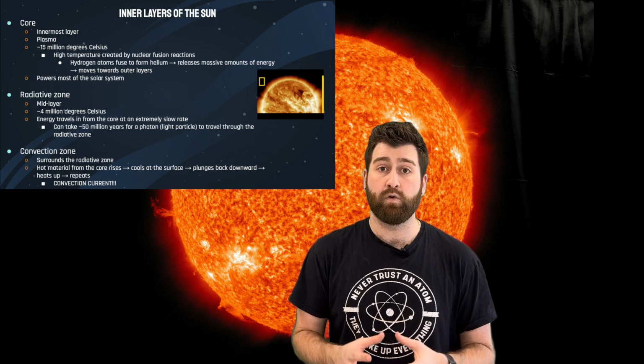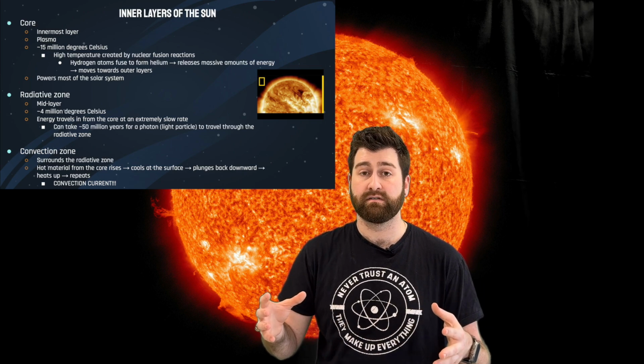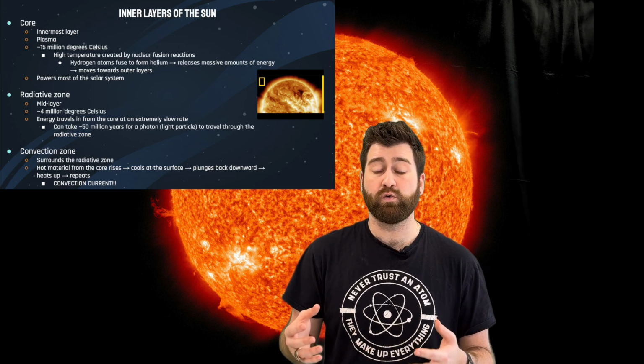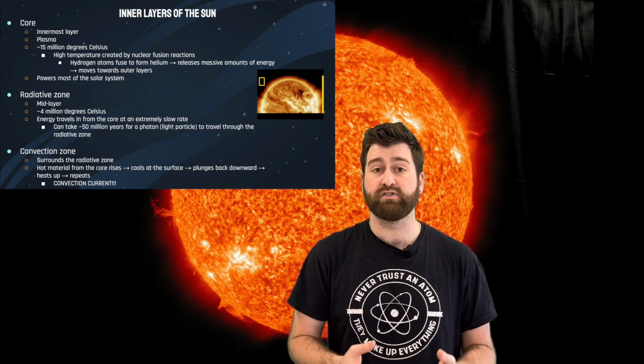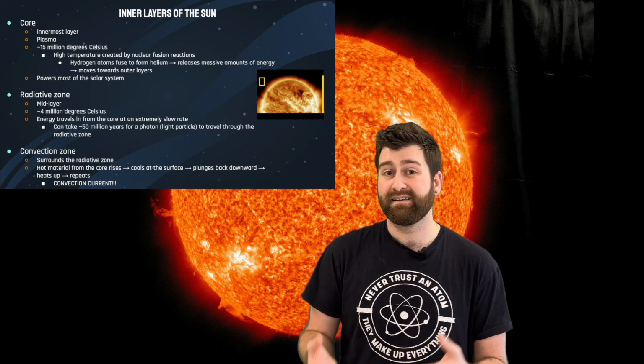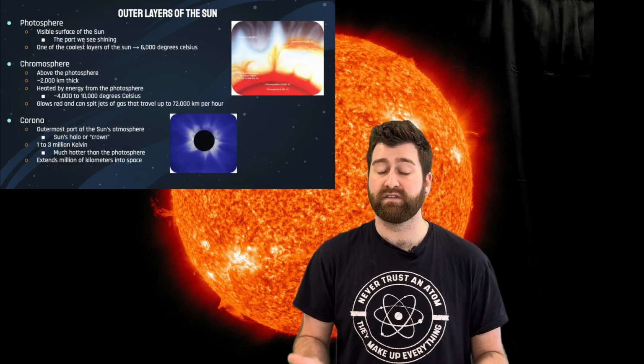Hot material from the core rises to the surface, cools down, and then sinks back to be reheated, which creates a convection current. And this movement of hot and cool material helps transfer energy to the sun's surface. And speaking of the sun's surface, let's talk about the outer layers of the sun.